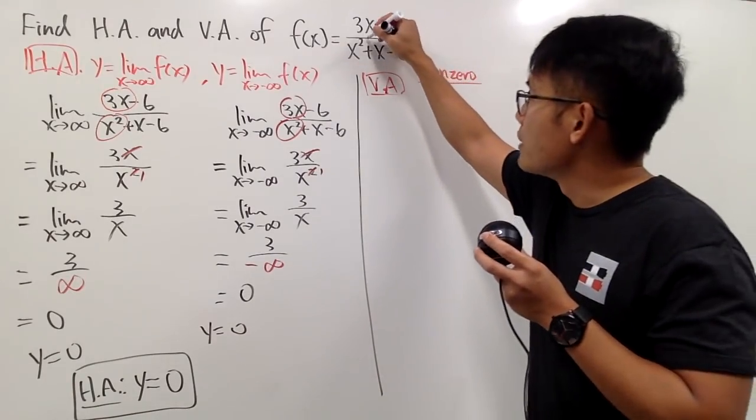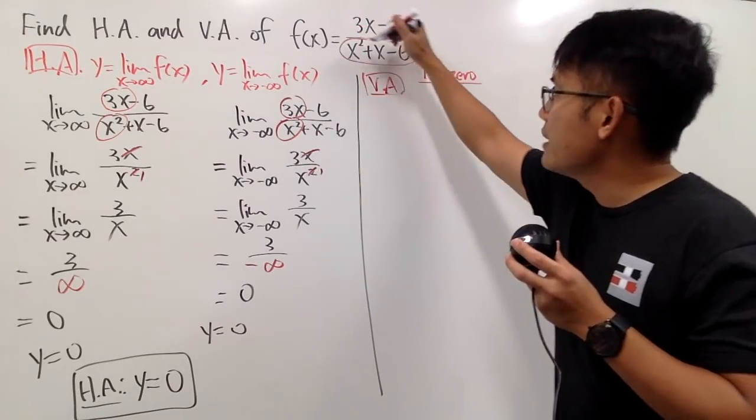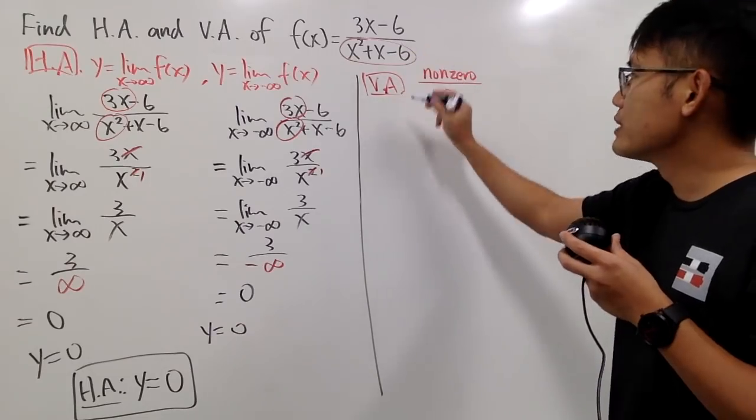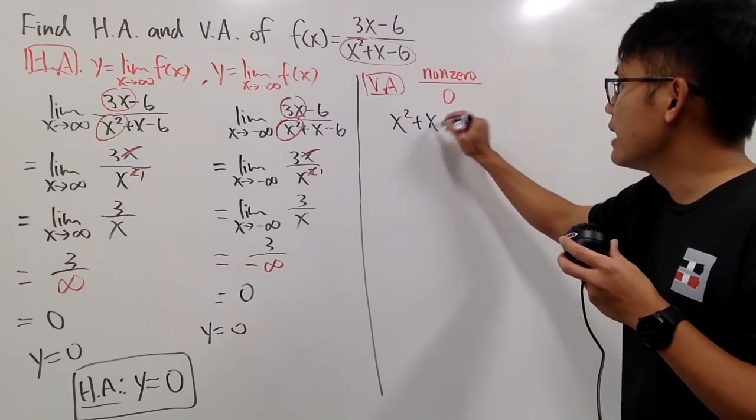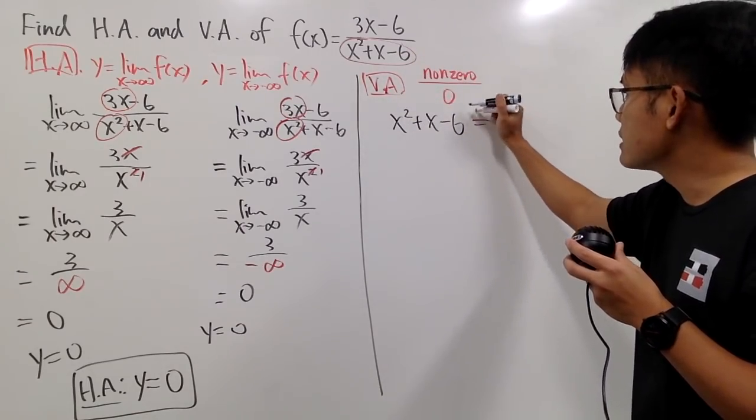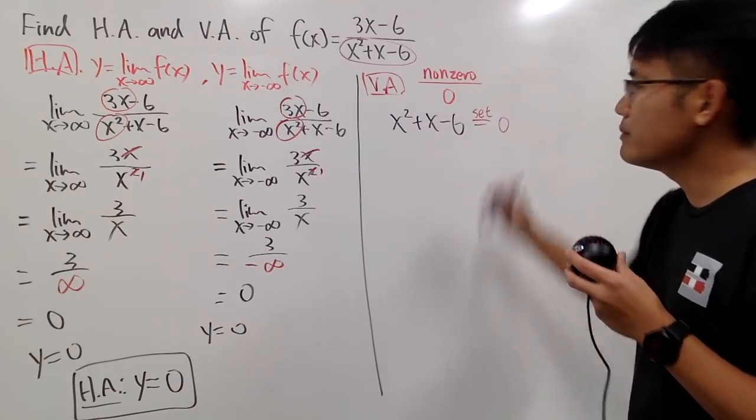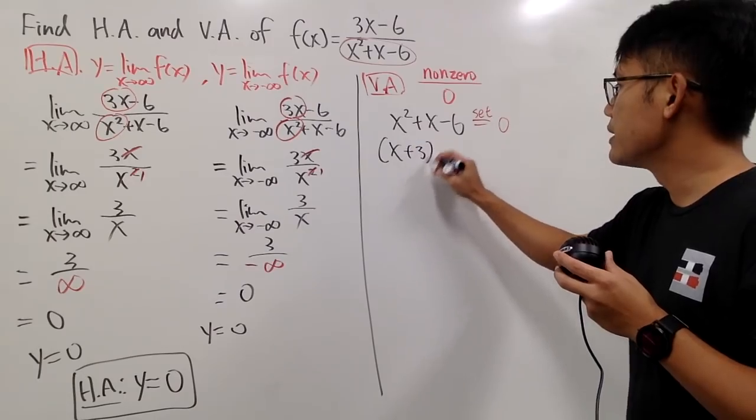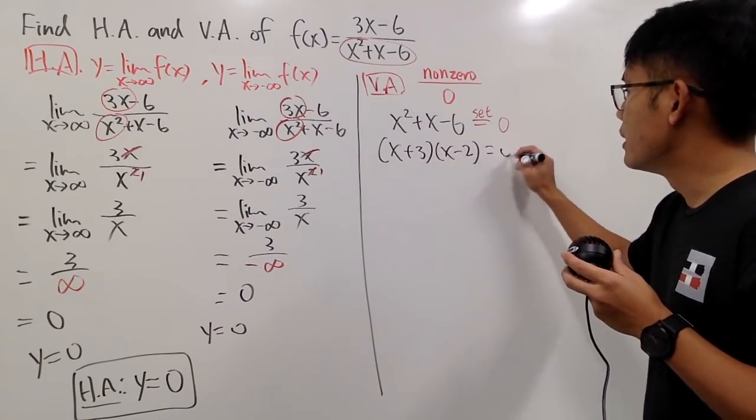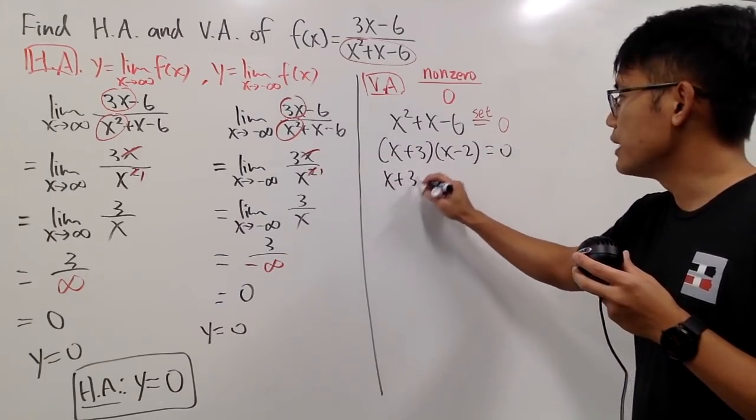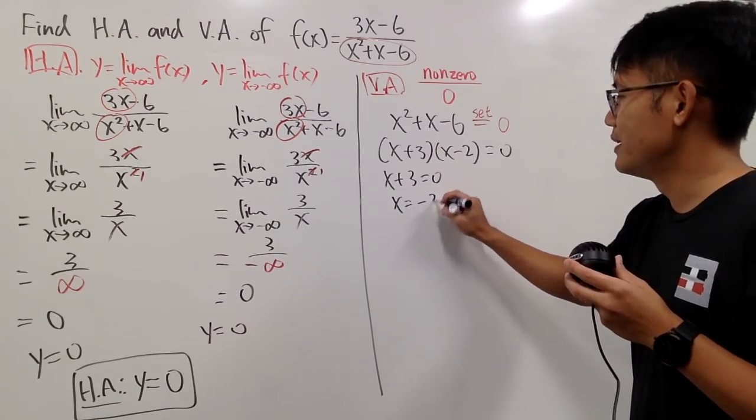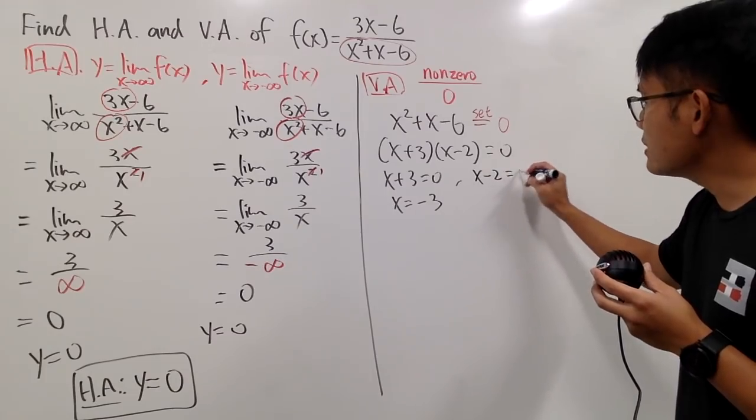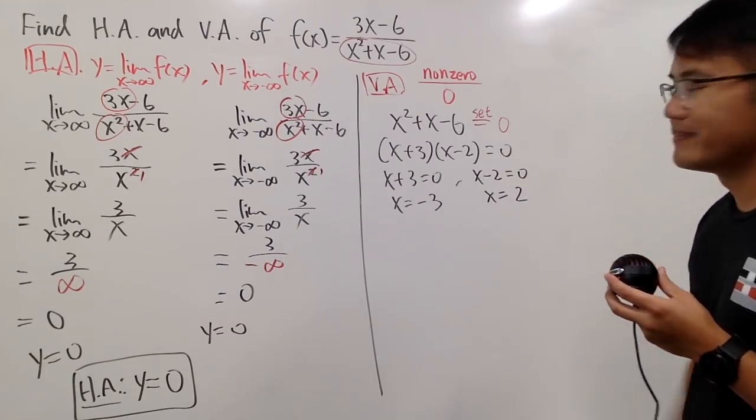we are just going to worry about the bottom for now, so we can find a candidate of the vertical asymptote. That means I will just have to set x squared plus x minus 6 to be 0. And I can solve this by factoring. We get x plus 3 times x minus 2. From the first part, we see x plus 3 has to be 0. That means x has to be negative 3. For the second part, we see that x minus 2 has to be 0. That means x has to be 2.